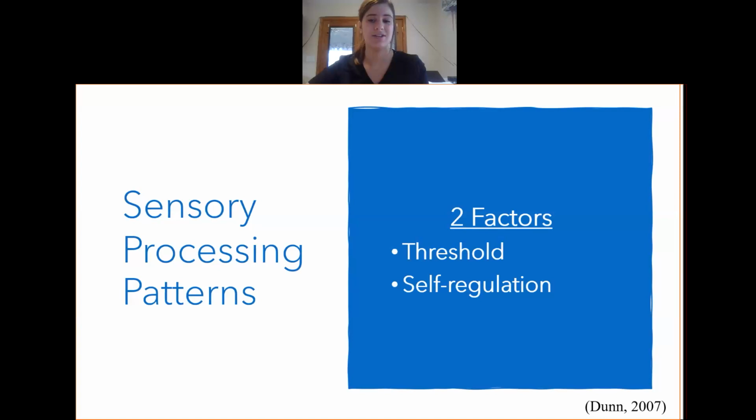Therefore, Dr. Dunn identified that there are 2 factors to consider for processing sensations. One factor is the amount of sensory input it takes for an individual to identify that the sensation is there. This is known as threshold. The second factor is how the person reacts in the environment in regards to sensory input, which is known as self-regulation.